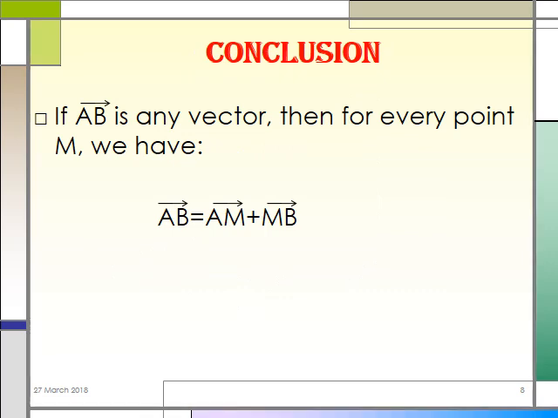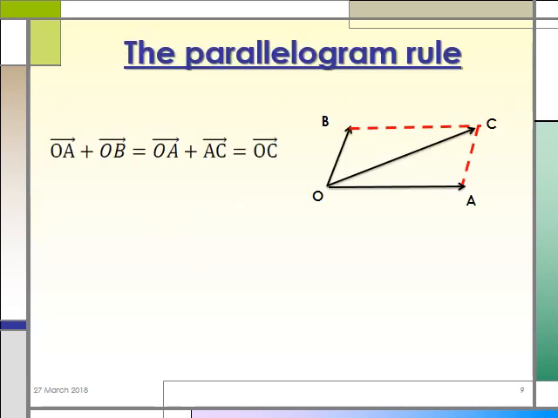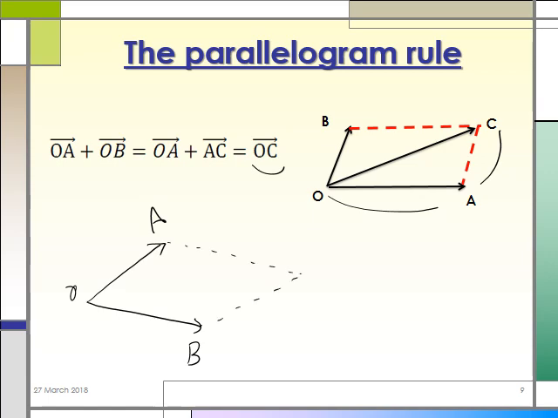If AB is any vector, then for every point M we have AB vector equal AM plus MB. The parallelogram rule, OA plus OB is equal OA plus AC, which is OC. So for every vectors OA plus OB, it is equal to OC.